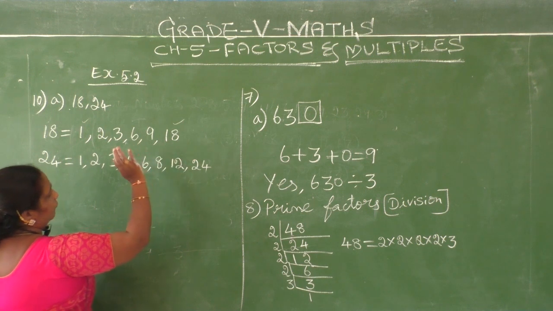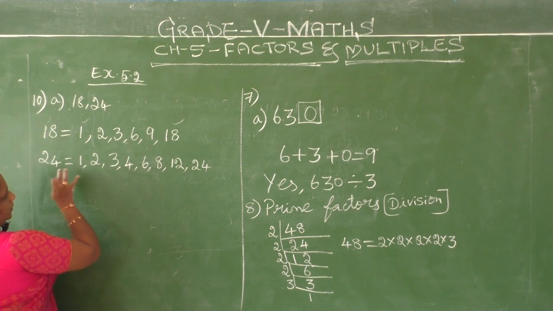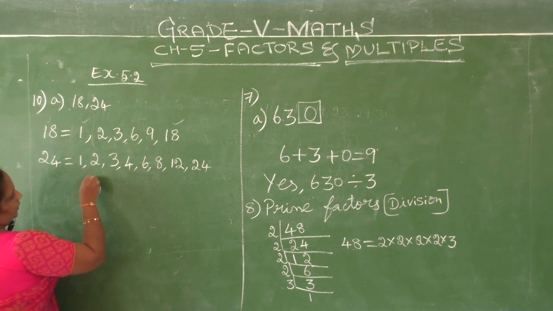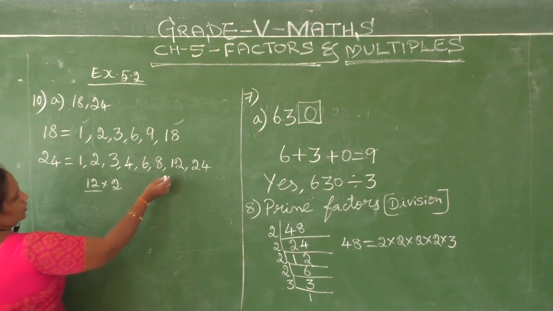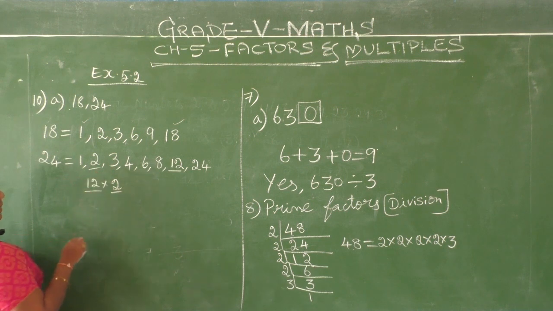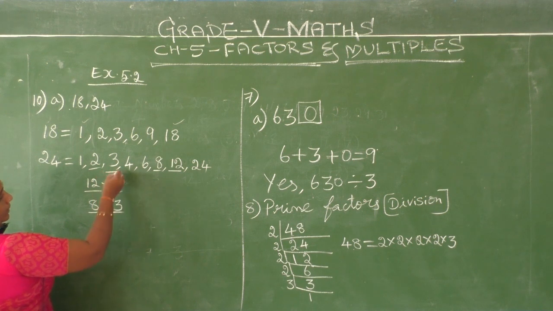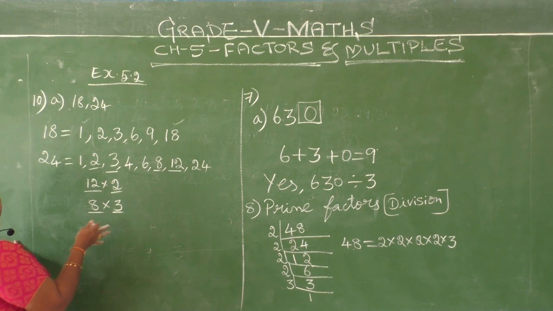Suppose this method is confusing to you, you can write like this also. 24 means, so one table as usual. In the 2 table, how many times will it come? Twelve 2s are 24. So 12 is one factor, 2 is also one factor. Then the 3 table means three 8s are 24. So 8 is also a factor, 3 is also a factor.